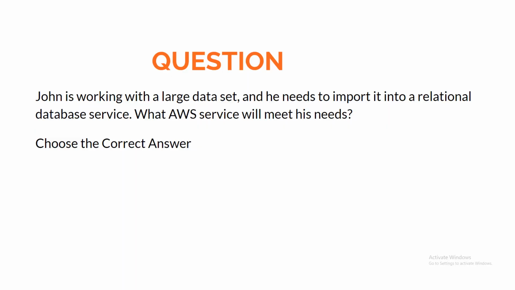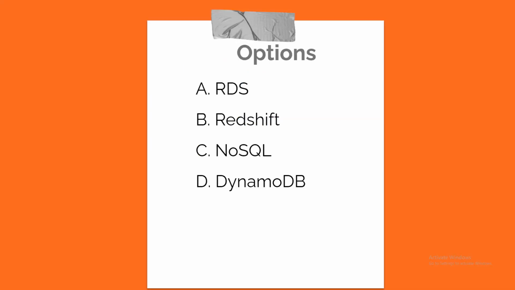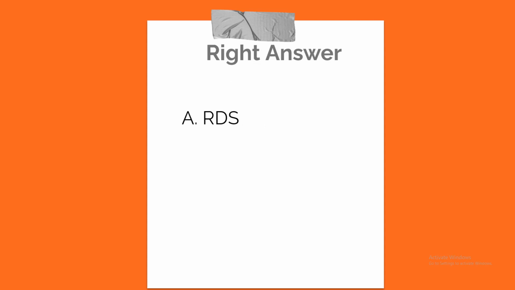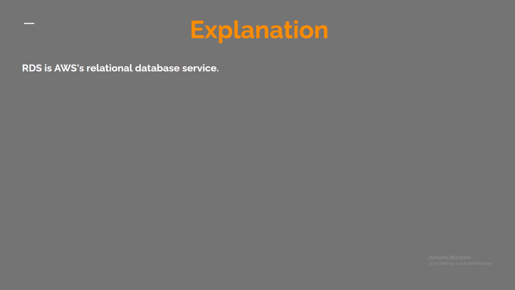Question. John is working with a large data set, and he needs to import it into a relational database service. What AWS service will meet his needs? Choose the correct answer. A. RDS, B. Redshift, C. NoSQL, D. DynamoDB. Answer. A. RDS. Explanation. RDS is AWS Relational Database Service.